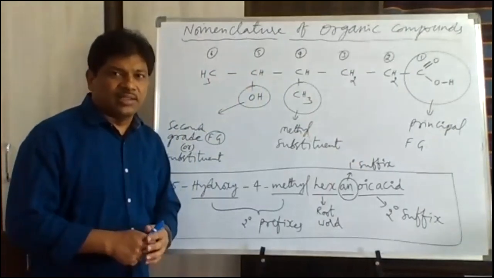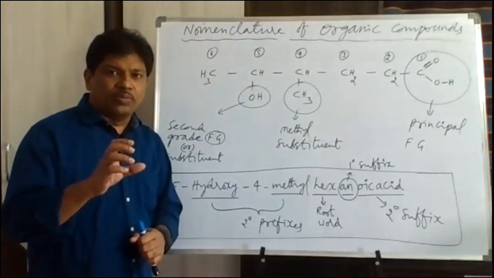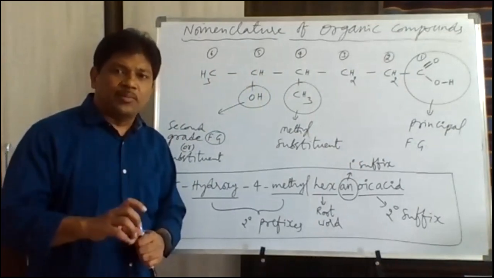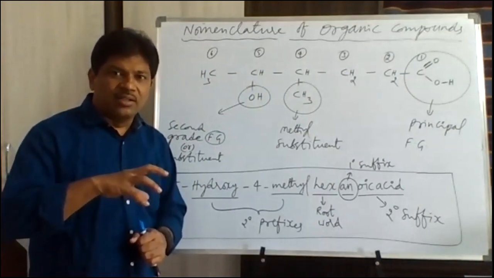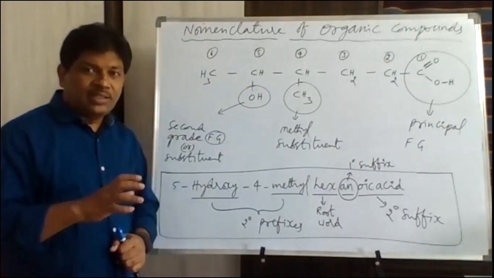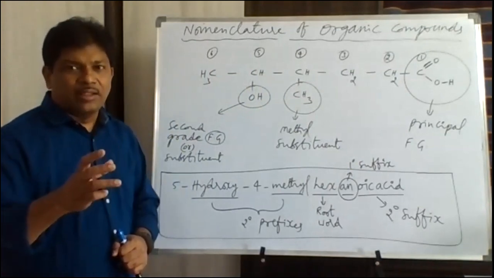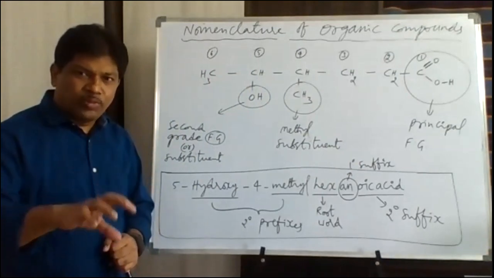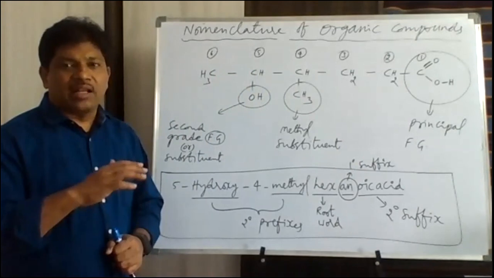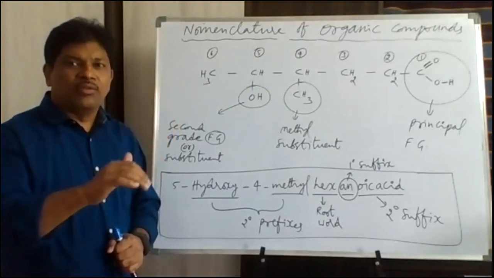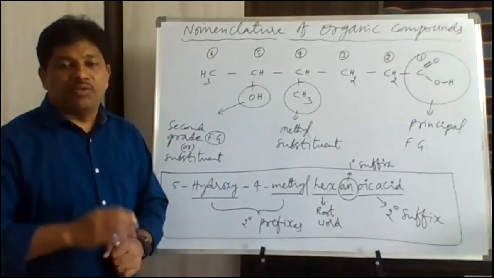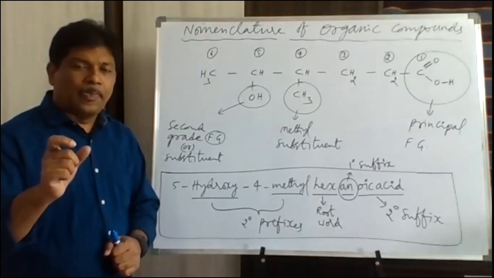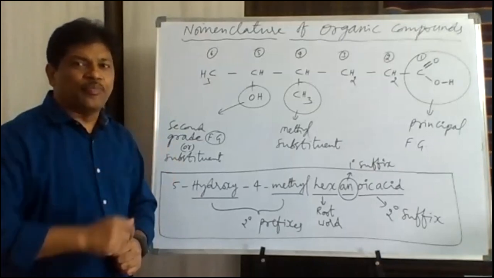So what we have to understand is that I told you that every functional group will act as what? Sometimes as principal functional group, sometimes as second grade functional group. That means every functional group has two types of names. Secondary prefix name of a functional group will be available, and secondary suffix of the same functional group is also available. So every functional group has two names: secondary prefix name and secondary suffix name.